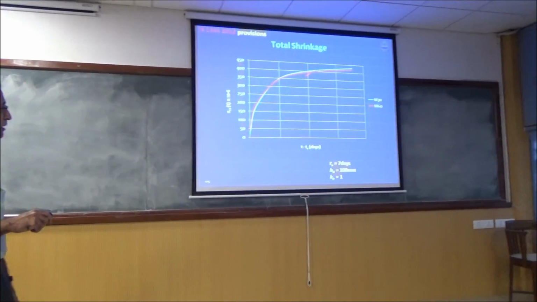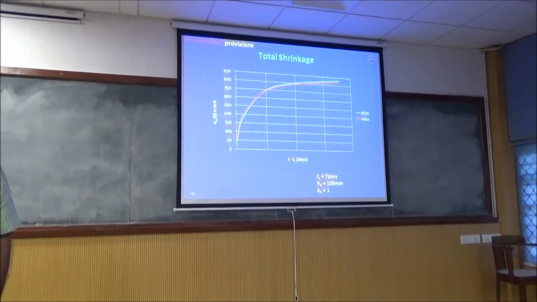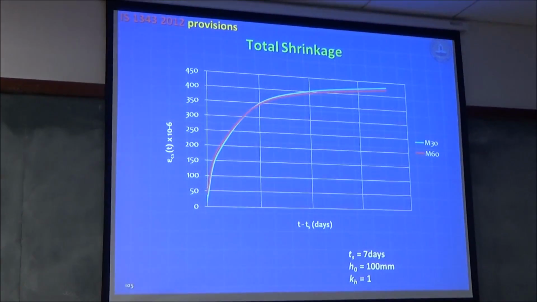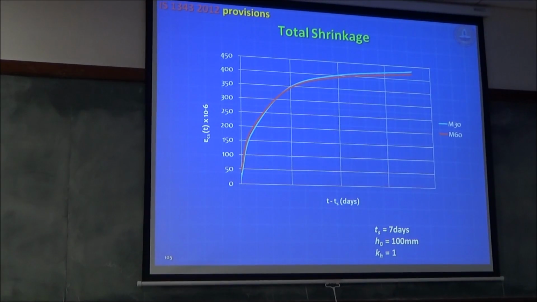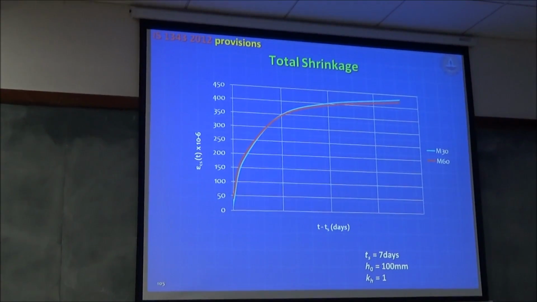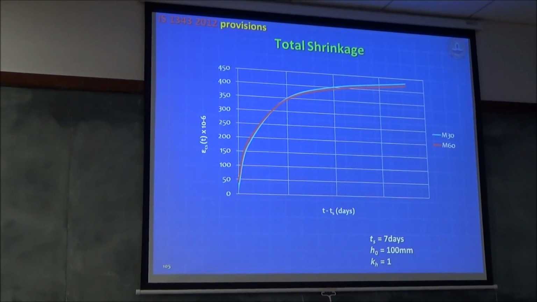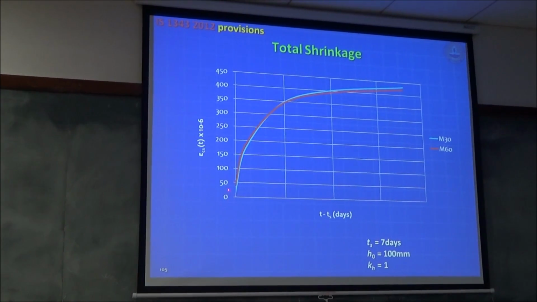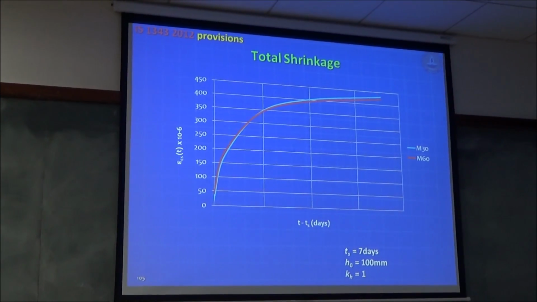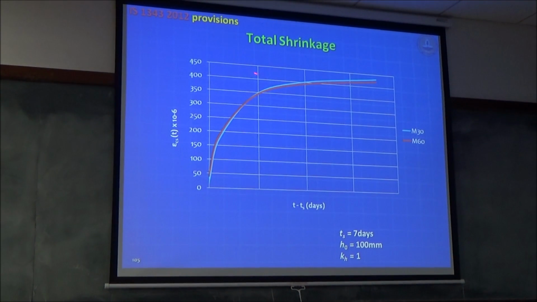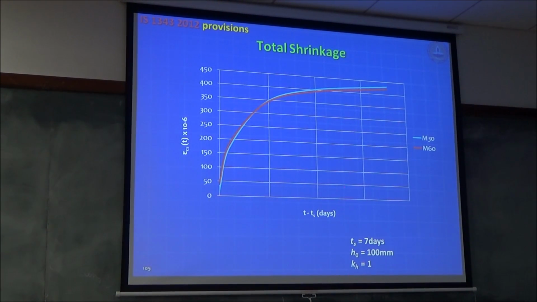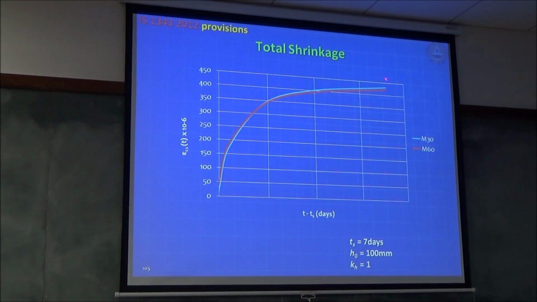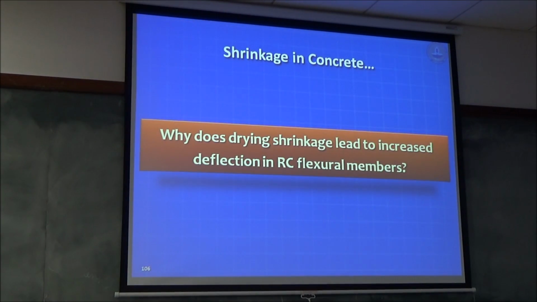But the overall shape is like this, and it depends on the type of curing. Is it moist curing? Is it autoclave curing? Is it dry curing? You understand? So this is a typical gain of shrinkage. Most of the shrinkage happens in the early stage, just like creep; the graph is just like creep. And very little happens towards the end. Now we come to the next question.